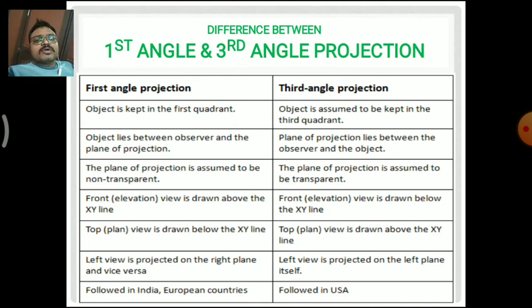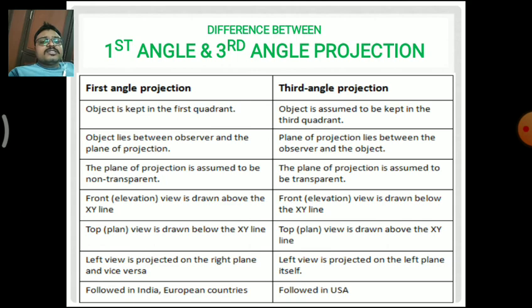Next is the place where the object lies. In the first angle projection, the object lies between the observer and the plane of projection, and in the third angle projection, the plane of projection lies between the observer and the object. Next, in the first angle projection, the plane of projection is assumed to be non-transparent, but in the third angle projection it is assumed to be transparent.